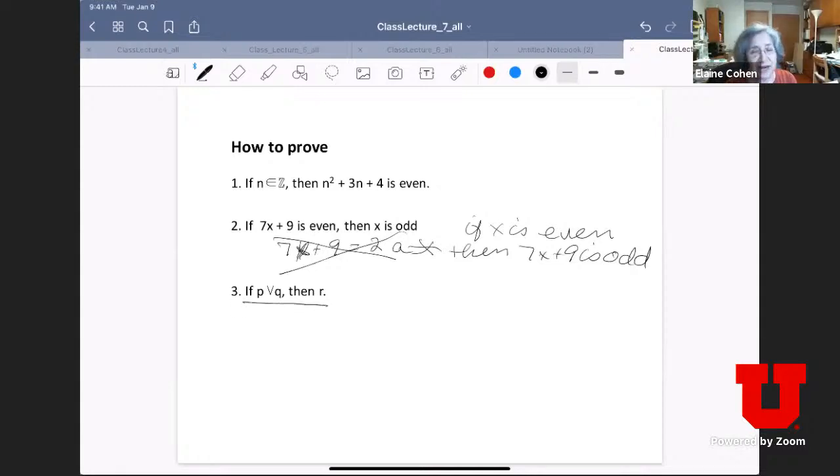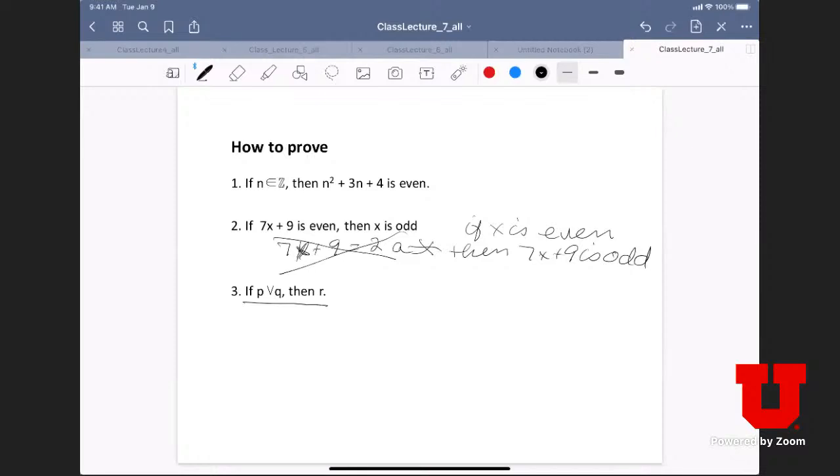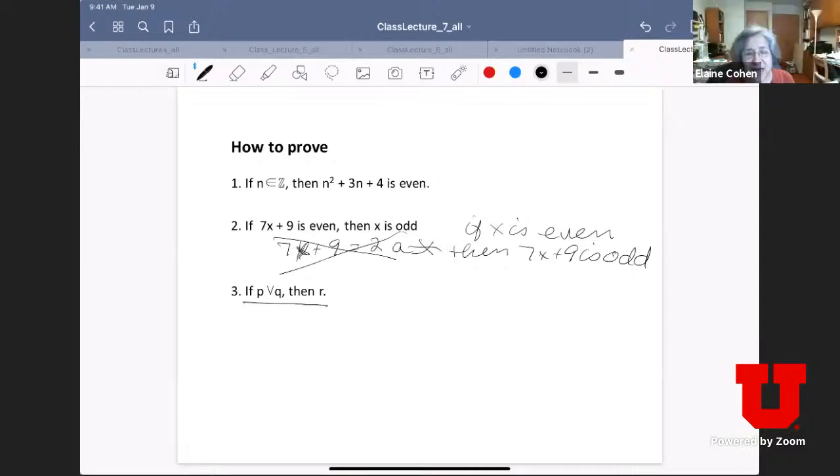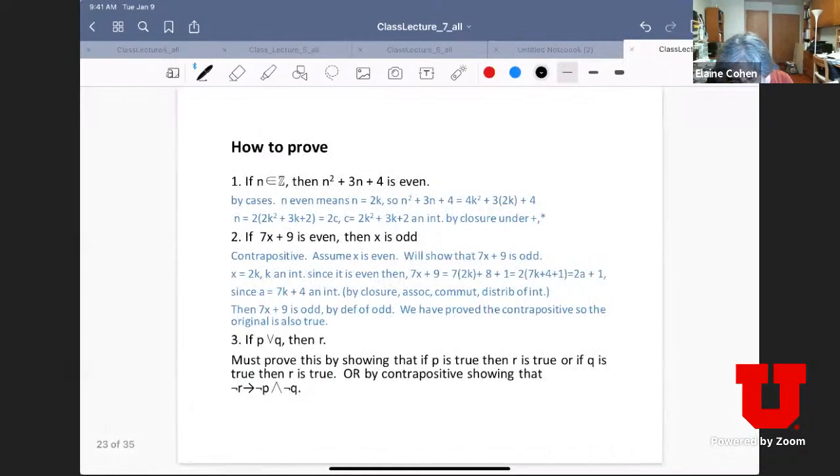If P or Q, then R, what would you prove? I would go by cases. My first instinct is to go by cases, depending on the truth value of P or Q. What you would say is if P, then R, or if Q, then R. So you're right, you prove one or the other. Okay, good job.